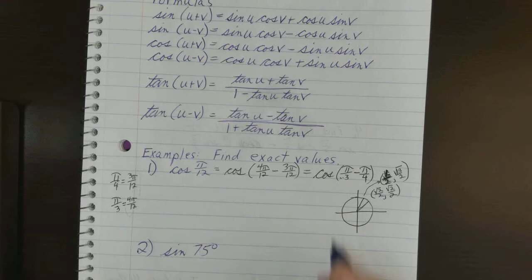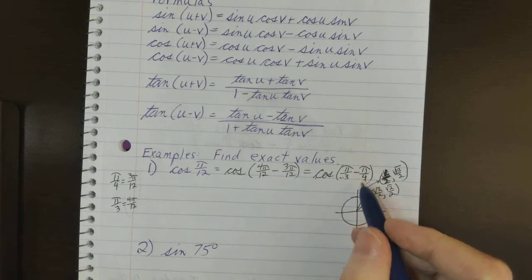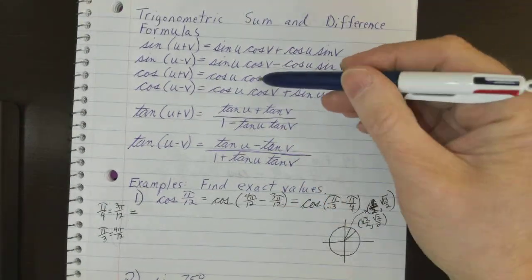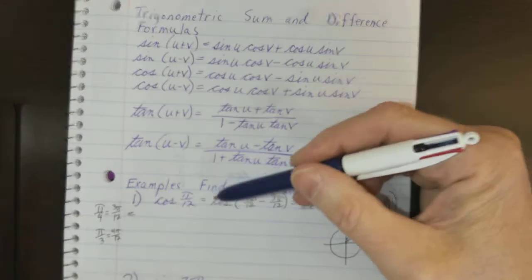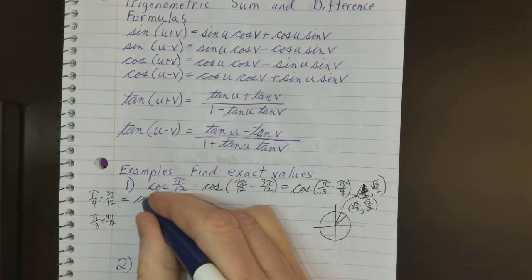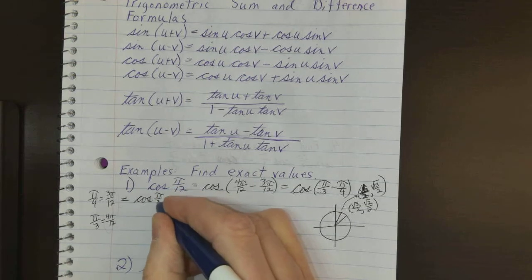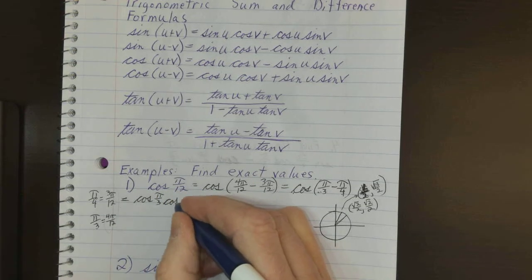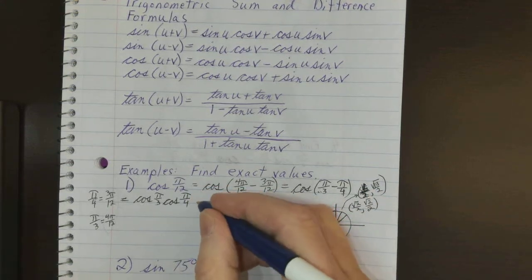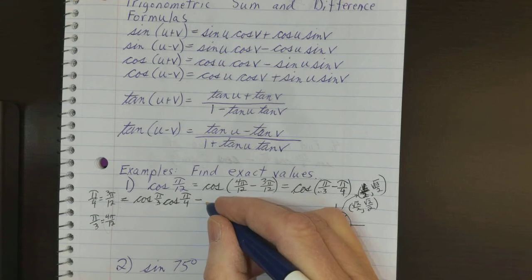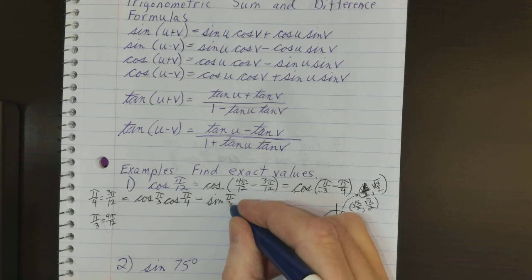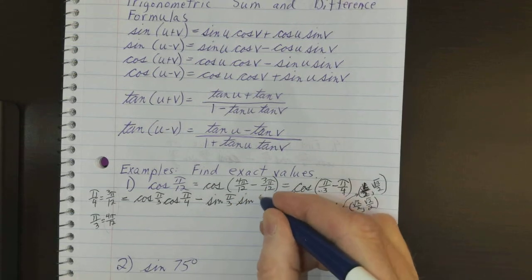All right. Then we're going to take the cosine of pi over 3 minus pi over 4. The identity up here, it's minus, so I'm using this one. I need to take the cosine of the first, so I'm going to take the cosine of pi over 3 times the cosine of pi over 4 minus the sine of pi over 3 times the sine of pi over 4.